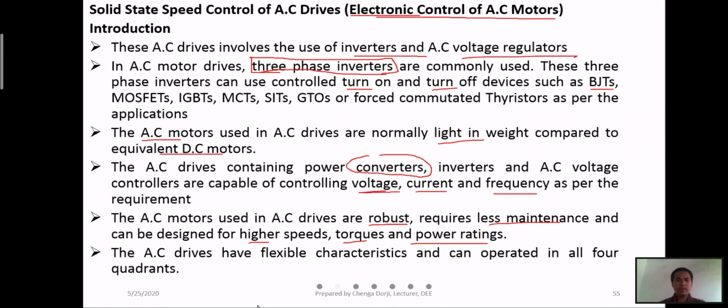Another desirable characteristic of AC drives is that they have flexible characteristics, meaning the speed can be controlled, except for the synchronous motor, and they can operate in all four quadrants.